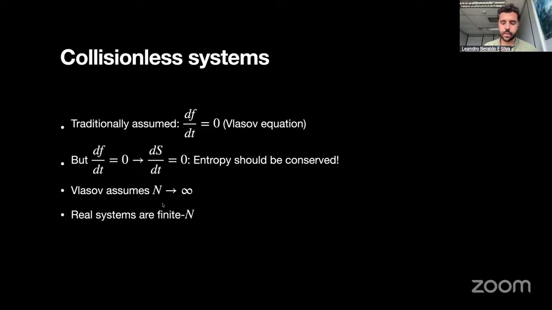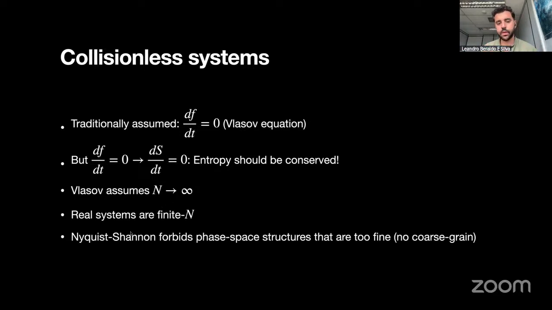Because of that, this theorem forbids the development of structures that are too fine in our phase space. So there's no coarse graining here. There's no need for that. The system relaxes spontaneously. There is no need for this external intervention, let's say. And then, of course, this assumption breaks early, and also the Vlasov equation breaks early.